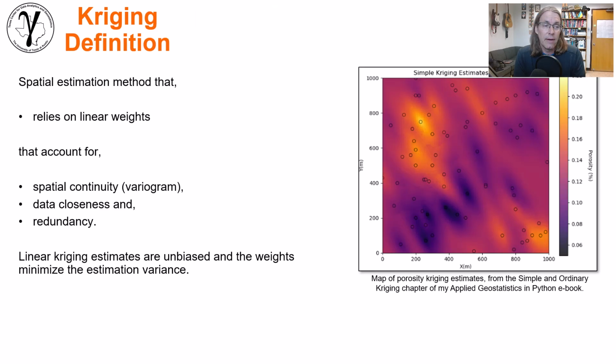So now we're ready to define Kriging. It's a spatial estimation method that relies on linear weighting. And I showed you that equation. It accounts for spatial continuity, the variogram. You saw all those covariances. It accounts for data closeness, and it accounts for redundancy. But don't worry, we'll dive into more details and we'll show you this in multiple ways. What we can also say is that the linear Kriging estimates are unbiased, and the weights are assigned such that they minimize the estimation variance. And we did that. We did a minimization by doing the partial derivative and setting it equal to 0.